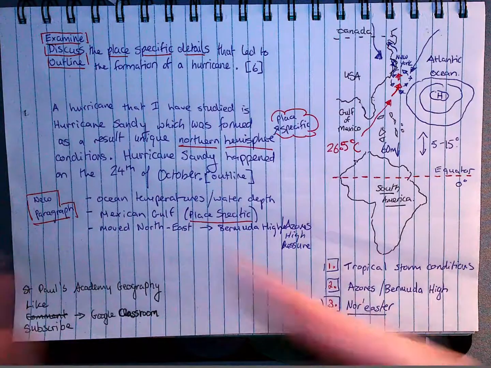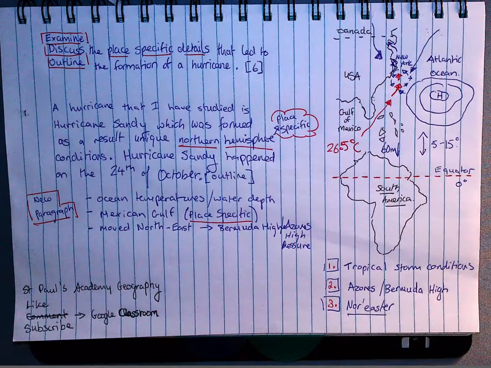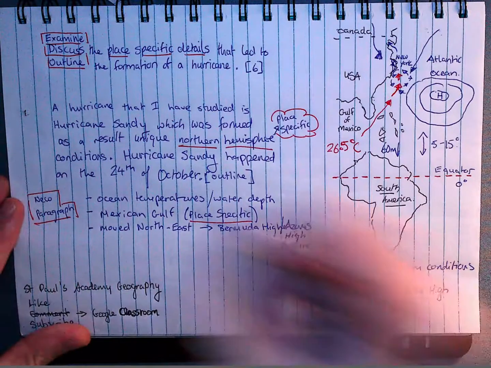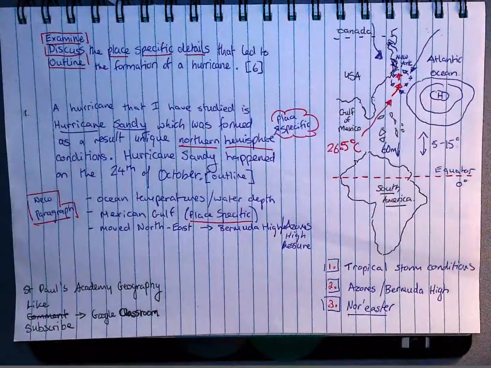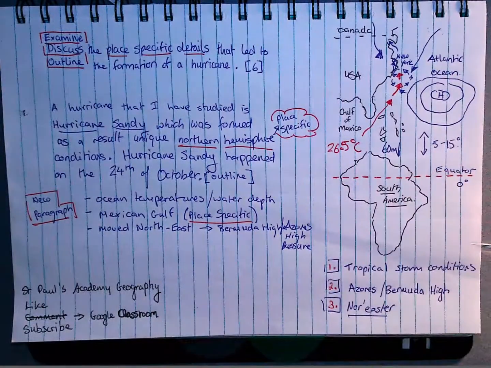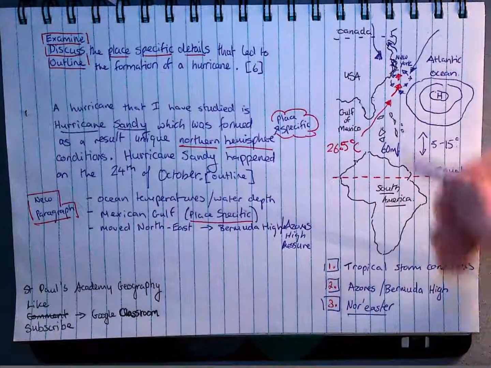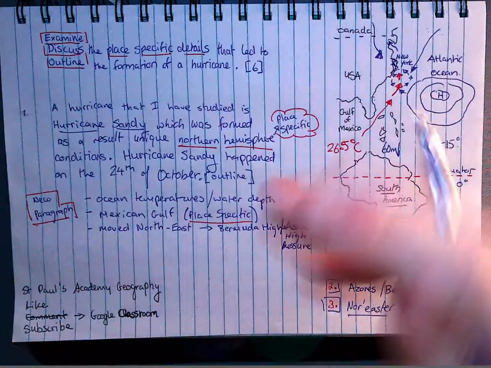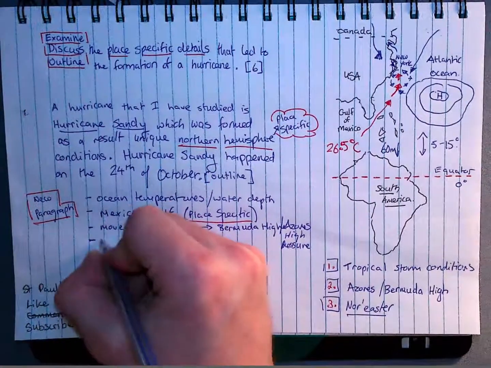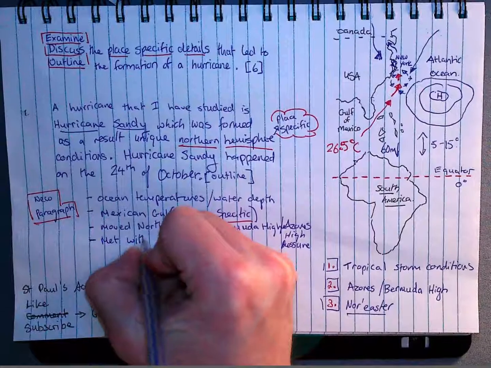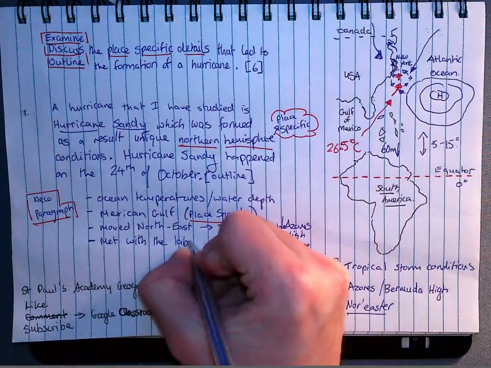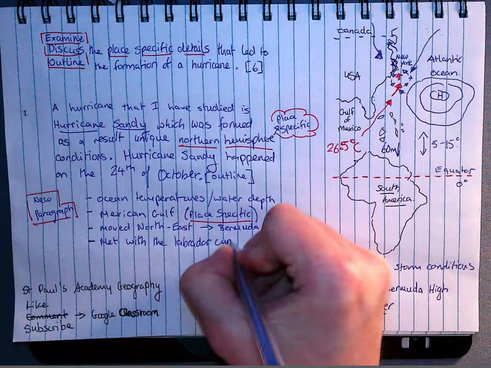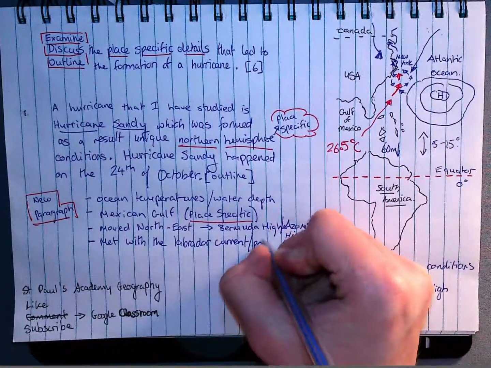So already 3 things that we can talk about in terms of being a unique place-specific hurricane that we've studied. Hurricane Sandy, can't mention it enough. And just briefly say that it rebounded off of that belt of high pressure towards New York, towards the United States coast, where it met with the Labrador Current and the polar jet stream from Canada.